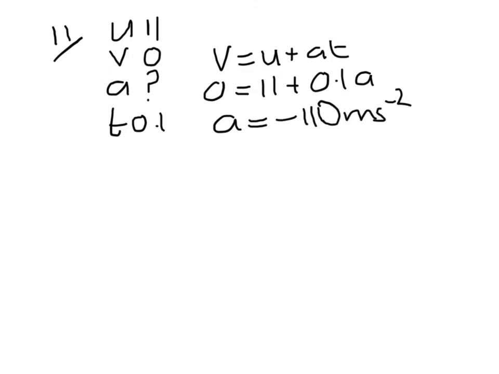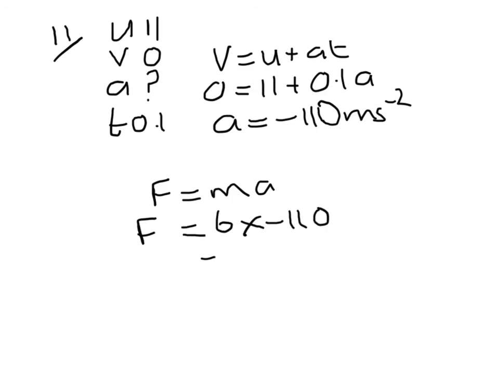We then use Newton's second law. Resultant force in the direction of motion equals mass times acceleration. The force will be 6 times minus 110, so negative 660 newtons. Same answer, the negative just showing that it's going into the shoulder.